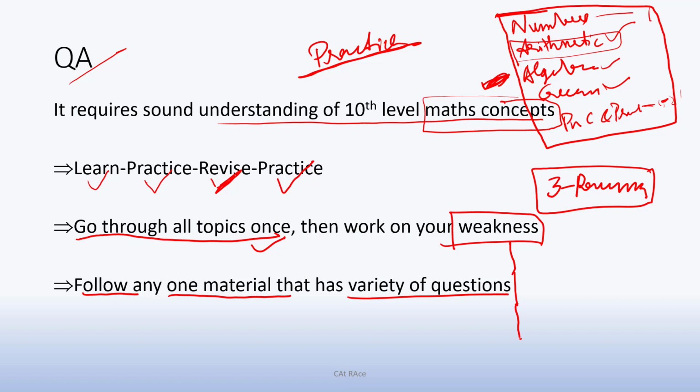So that's it for quant. This was the overall strategy you should follow for VARC, DILR and quant sections. If you follow this strategy for the 3 months, you will be at a very good stage for your mocks, which will be starting from almost May. Till then you must have finished your course. Once you start giving mocks, during that time you must revise your concepts and practice.